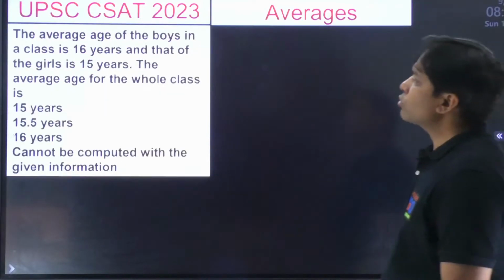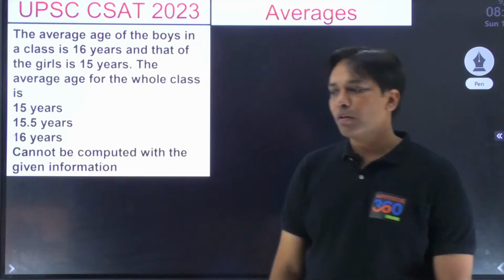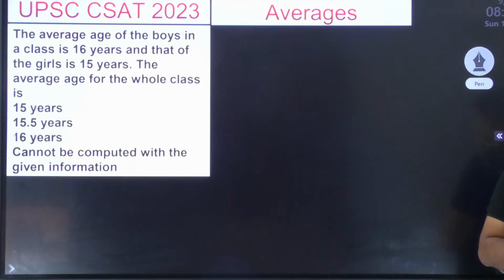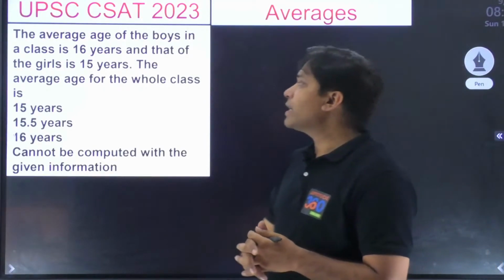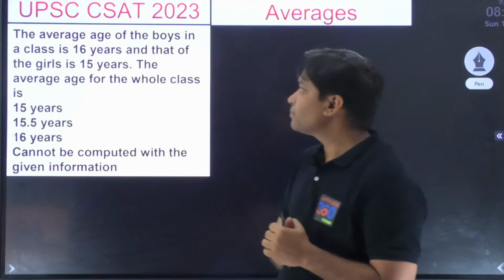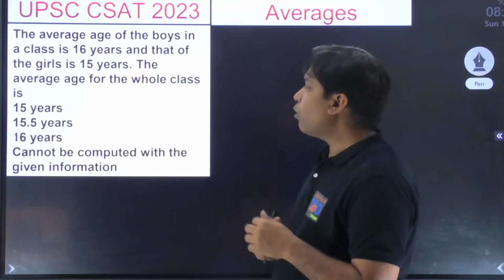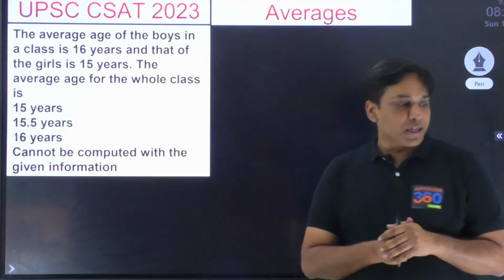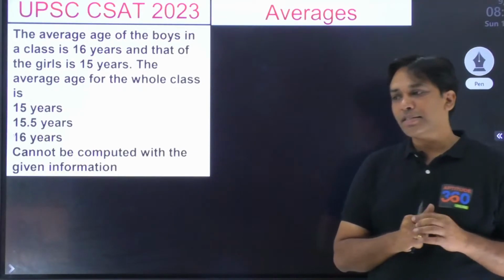No, you don't solve this one. You solve this one. What is the answer of this problem? The average age of the boys in the class is 16 years and that of the girls is 15 years. The average age of the whole class. What do you think is the answer? What is the answer?